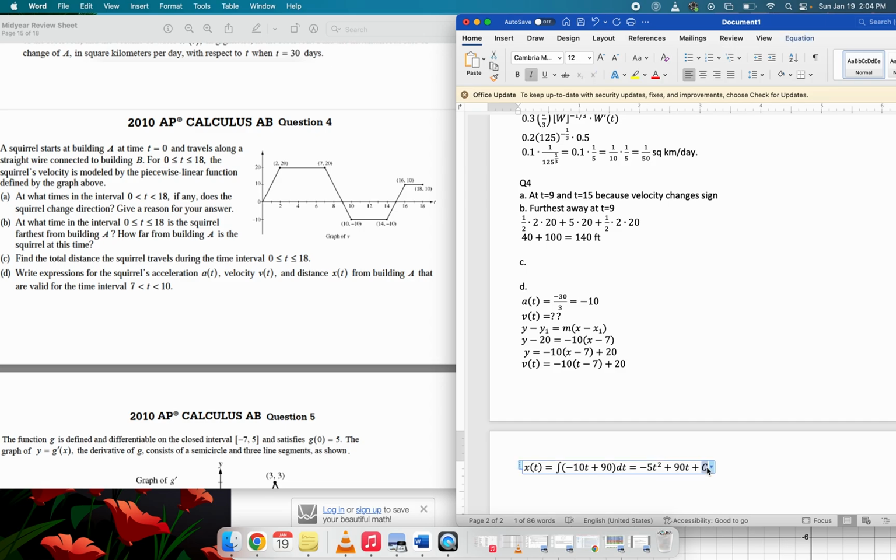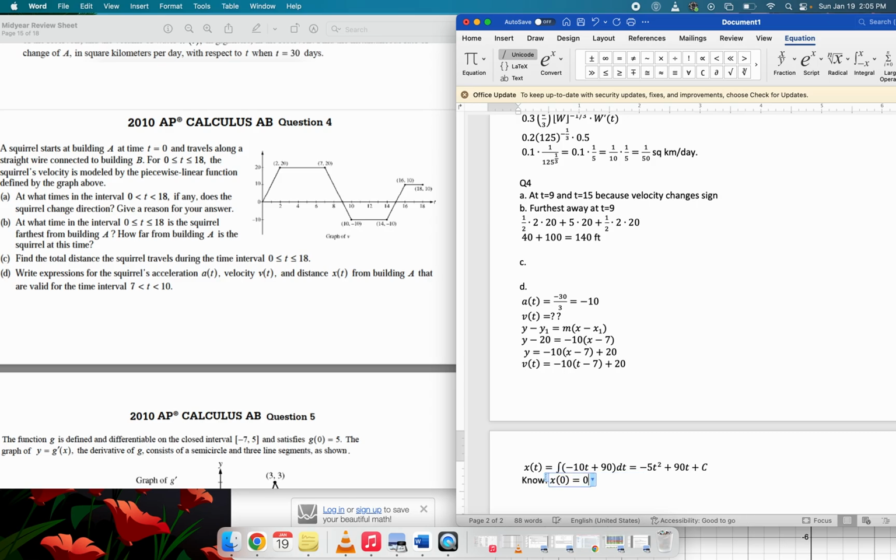And that guy right there is kind of the complicating detail that's a little bit tricky. How do you find c? Well, all you need is the value of the position function at some specific moment, and you're good to go, right? If you know the position at a certain time, you're all set. So what do we know? Well, it's very sneaky, but I think we actually know that x of 0 is 0. I think we know the position at time 0 is 0.